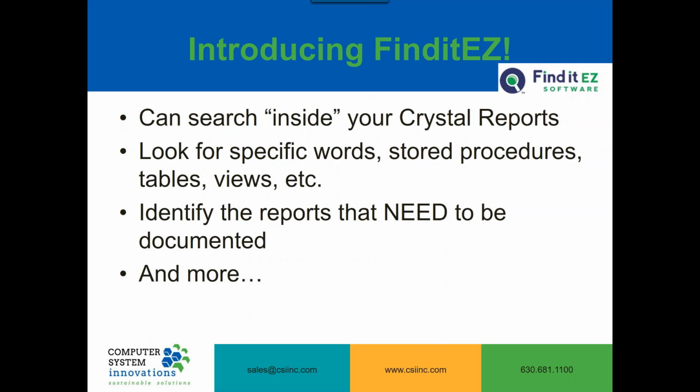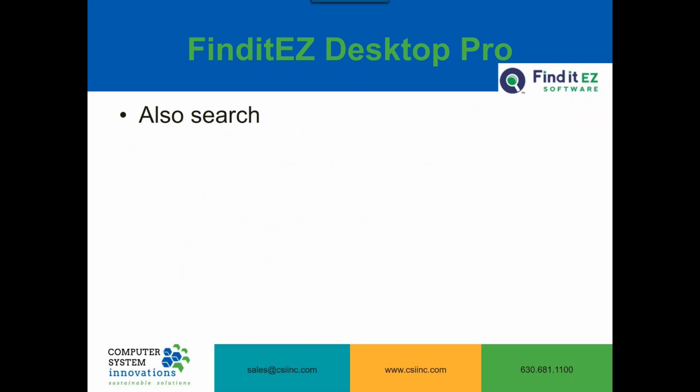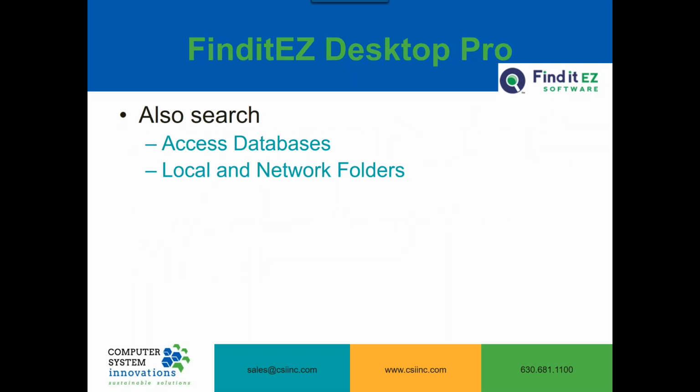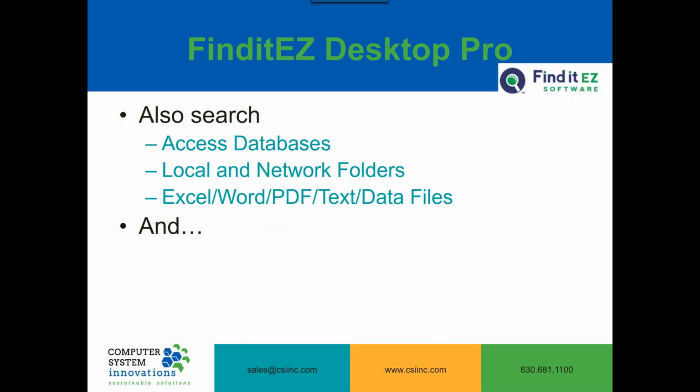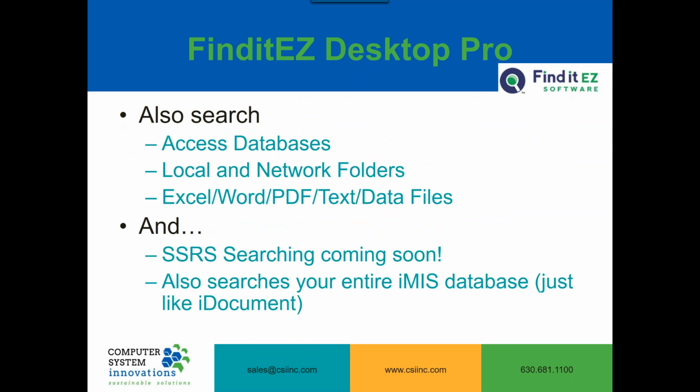And there's even more you can do with it, okay? You can use FinditEZ to search your Access databases. So we still have a client or two that uses Access for all the reporting, and you can use FinditEZ for that. It'll go out and look on your local and network folders for things like Excel, Word, PDF, text, data files. So it's looking in those files for the words that you're searching for. You can also, or will be able to shortly, search inside of SSRS reports. So we'll have iDocument handling those, and we'll have FinditEZ able to search them as well. And then just like iDocument, FinditEZ will search your entire iMIS database.